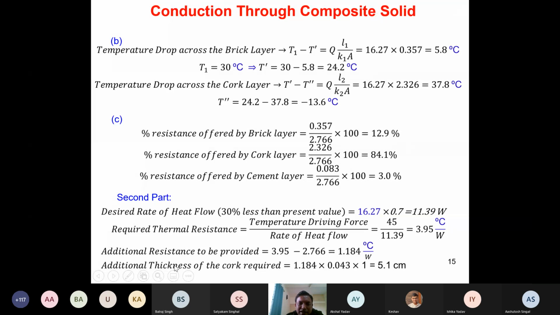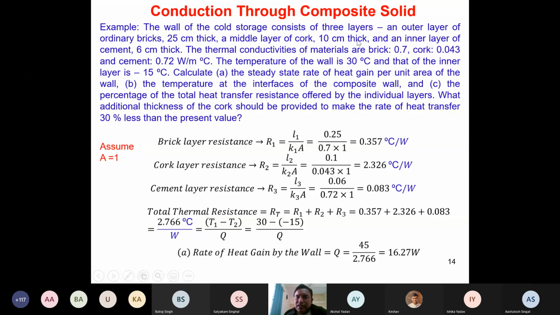So now, the additional thickness of the cork layer. This resistance we know, resistance is given as L2 divided by K2A. So K2A we can multiply to this resistance: 1.184 into 0.043, that is the thermal conductivity of the cork layer, into 1, which is the cross sectional area. So this is 5.1 centimeter. So the thickness of the cork layer should be increased by 5.1 centimeter, which is at present 10 centimeter. Remember, the cork layer thickness is 10 centimeter.